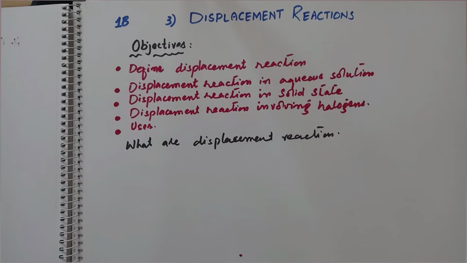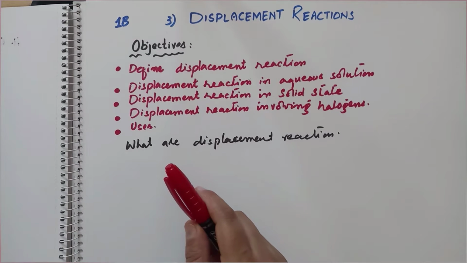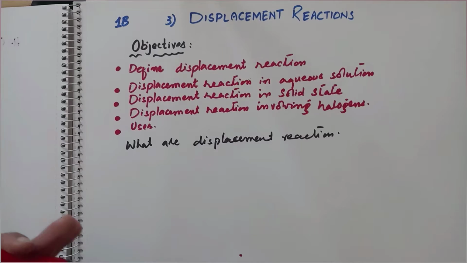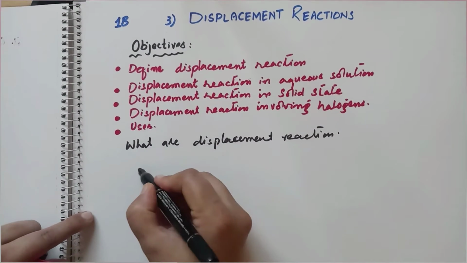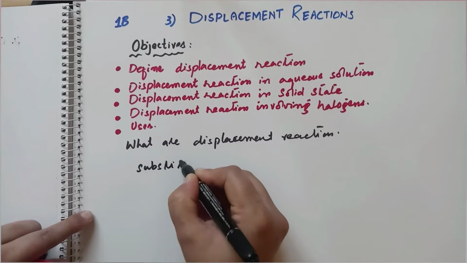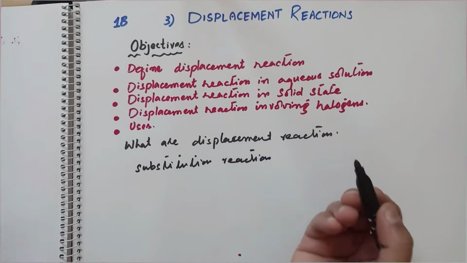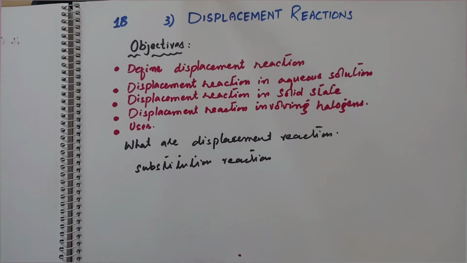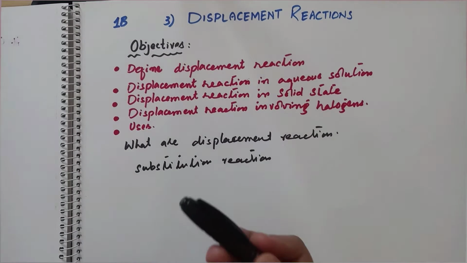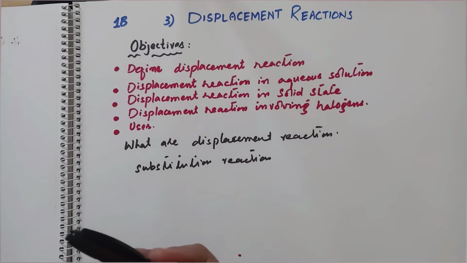So, if we define displacement reaction in simple terms, it is a reaction in which an atom replaces another atom or element in a compound or in a molecule. Is it clear? Due to this displacement, this reaction is also called a substitution reaction. Why substitution reaction? Because one more reactive element substitutes the other less reactive element in a compound or molecule.